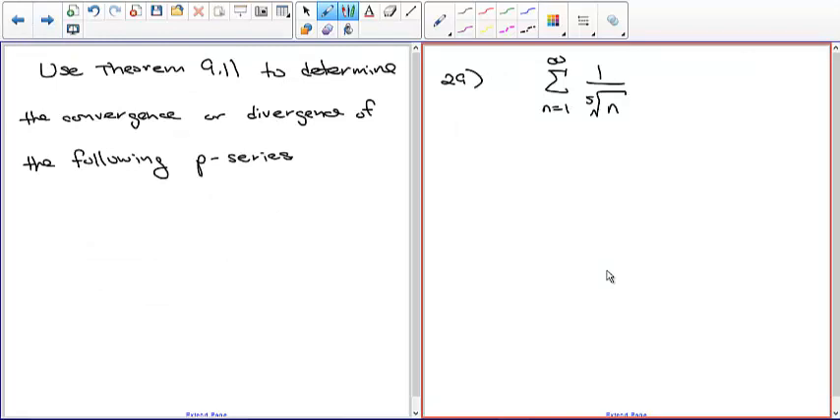So that may not initially look like a P series. Sometimes they don't. But if you rewrite this as a fractional exponent, you get 1 over n to the 1/5 power. So the 5th root is the 1/5 power. So now you can see, it looks like a P series.